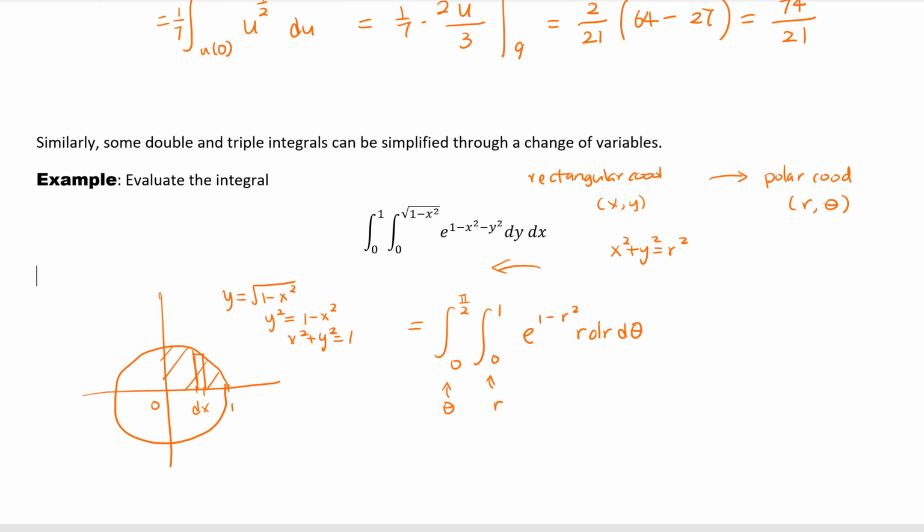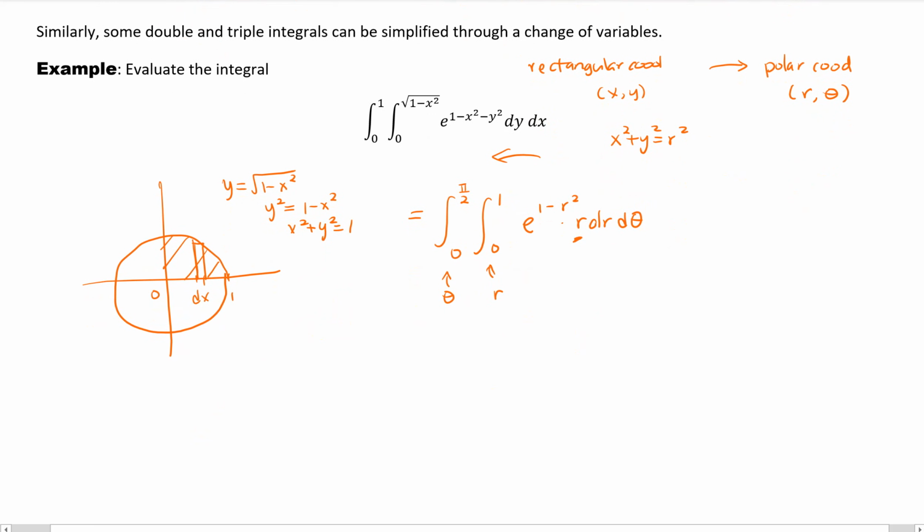Okay, now you see, the previous function we're not able to integrate because of the 1 minus x squared. But however, after we change to polar coordinates, thanks to this r, we can do u substitution. Now we are able to integrate this function. You see this magic?